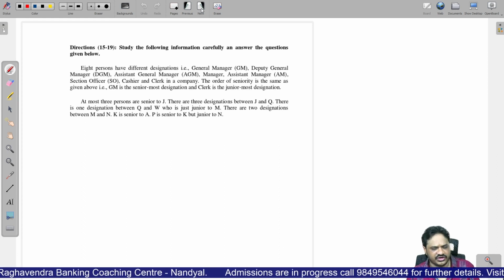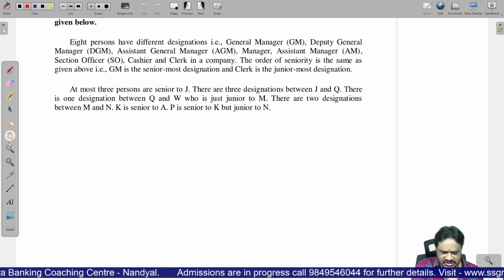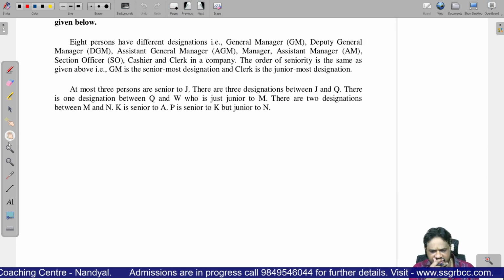Study the following information carefully, then answer the questions. There are 8 persons having different designations: general manager, deputy general manager, assistant general manager, manager, assistant manager, senior section officer, cashier and clerk in a company. The order of seniority is the same. GM is the senior and clerk is the junior. At most 3 persons are senior to J. There are 3 designations between J and Q. There is 1 designation between Q and W, who is just junior to M. There are 2 designations between M and N. K is senior to A, P is senior to K but junior to N.